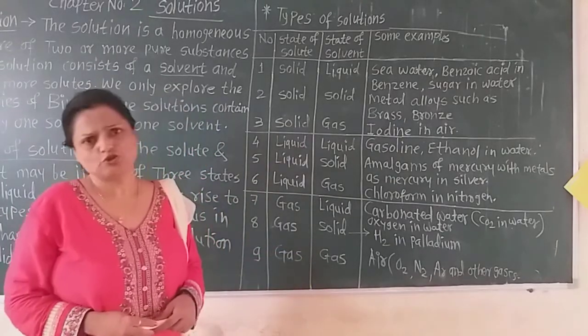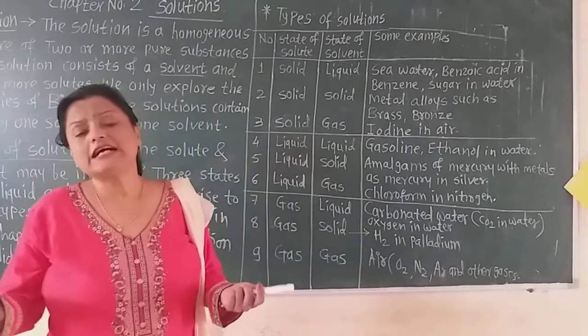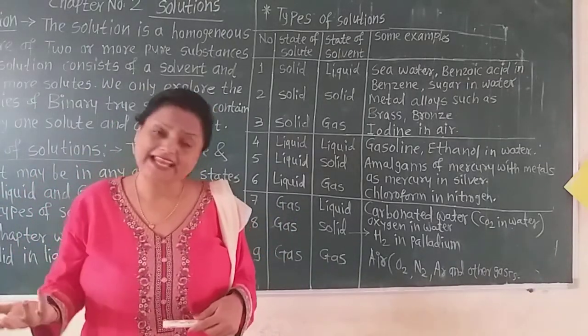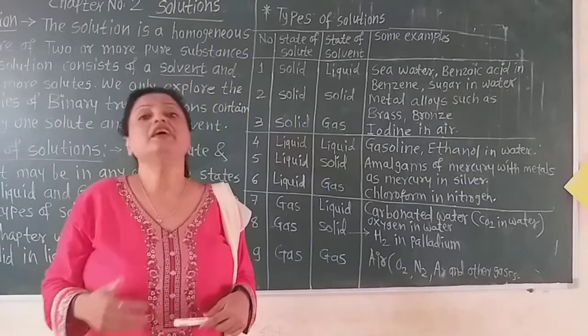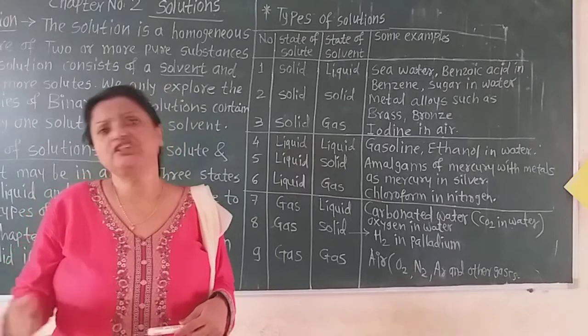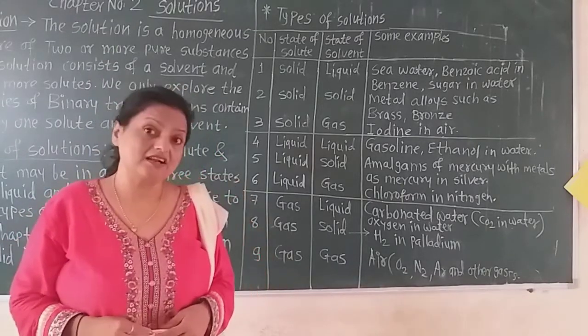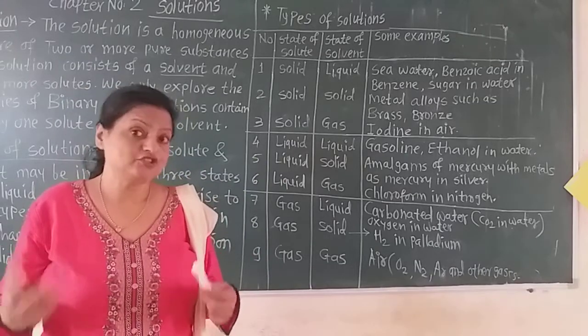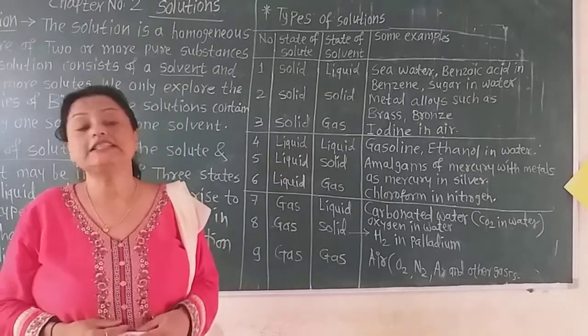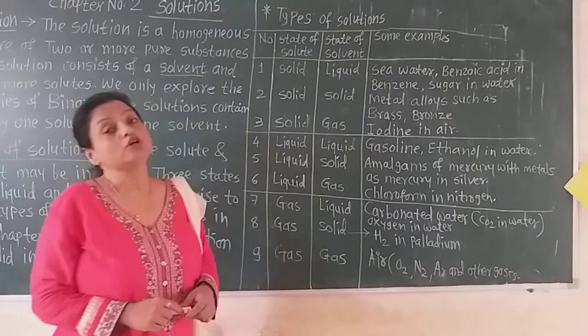Both solute and solvent are gases. So air is a good example of gas in gas, because in air there is oxygen, nitrogen, carbon dioxide, water vapors, and again inert gases such as argon and other gases are mixed in the air, and air is the homogeneous mixture of all these gases. So air is the example of gas in gas type of solution.